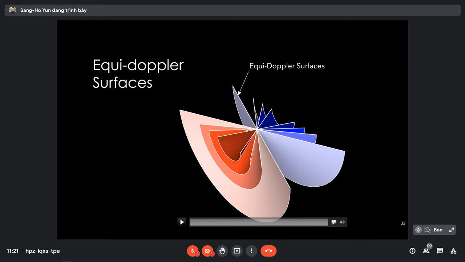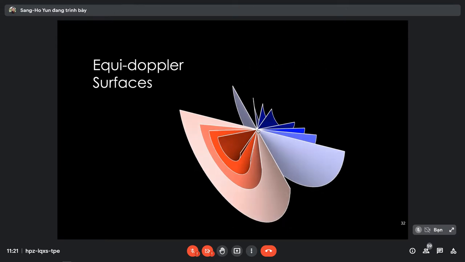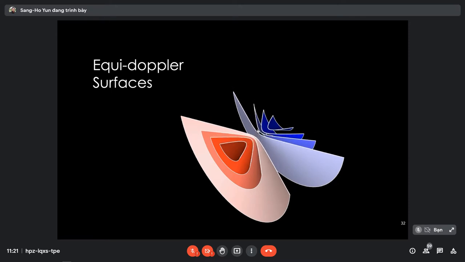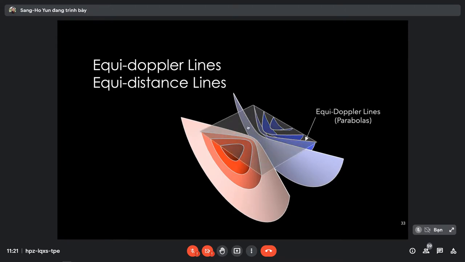Now, if we cut this in half, at the center there's a satellite above the ground. If we look at the ground surface, that's going to be the intersection of this concentric cone of equidoppler effect. These are equidoppler lines, and the intersection of this plane with the ground surface is a parabola, a set of a number of parabolas.